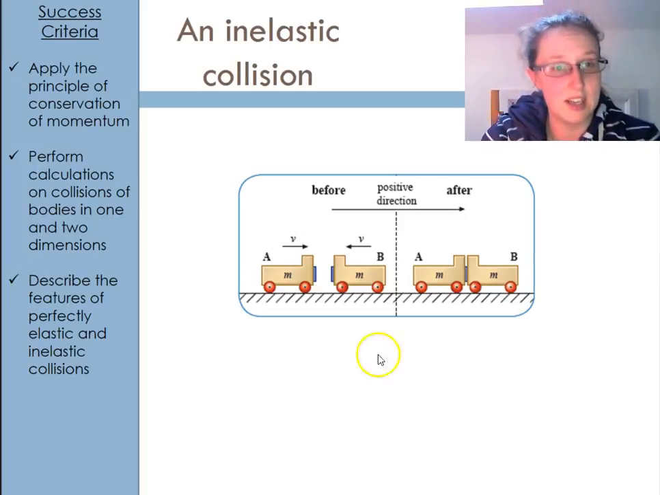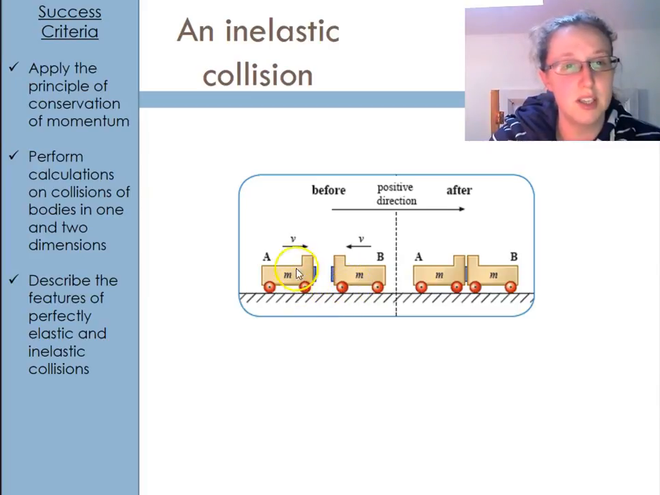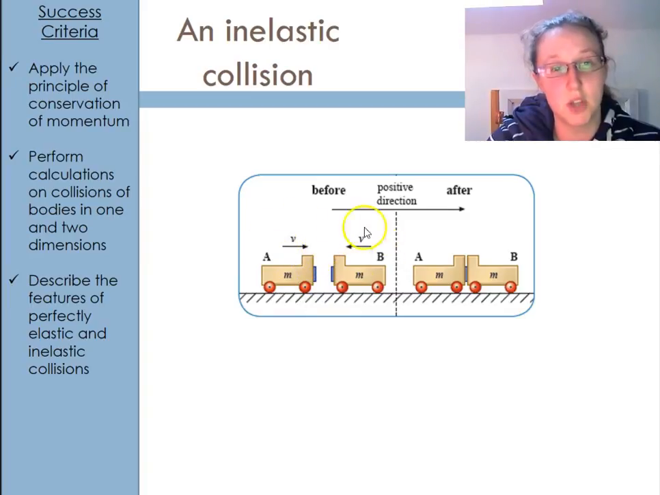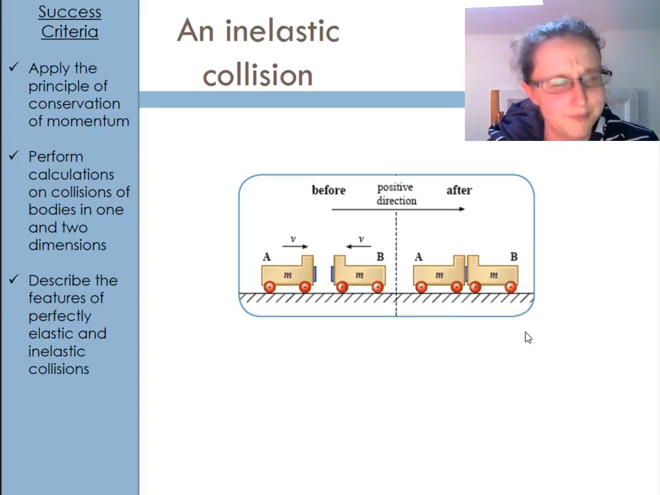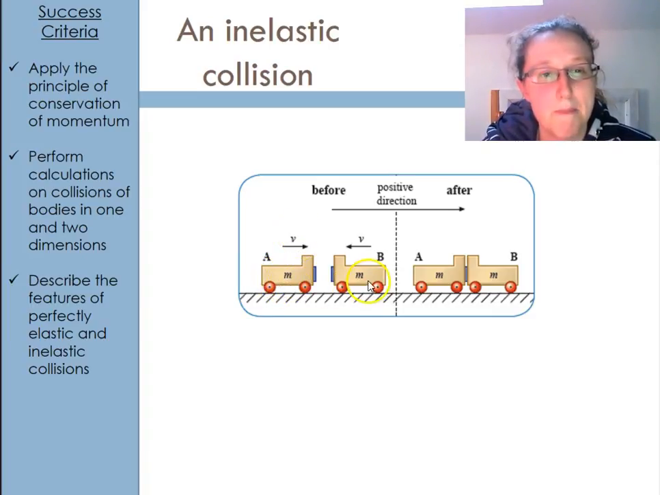So, this is an inelastic collision. Now, in this particular inelastic collision, I've got my same two trolleys, which have both got the same masses. They both have the same magnitude of velocity, but in the opposite direction. Now, this time when they collide, they both come to a stop. So let's have a little think about what's going on here. Before, what would my total momentum be? Well, it's going to be m times v minus v times m, so 0. If I look at it afterwards, I have no velocity, so my momentum is 0.